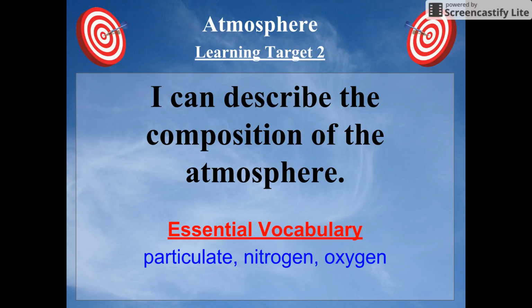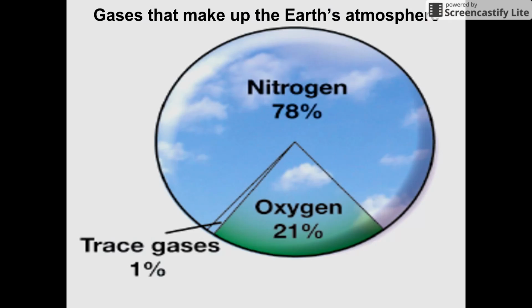Learning target number 2. I can describe the composition of the atmosphere. Essential vocabulary: particulate, nitrogen, and oxygen. Remember, the atmosphere of Earth is the layer of gases that surround the planet and is kept in place by Earth's gravity. The atmosphere of Earth also protects life on Earth by absorbing heat from the sun.